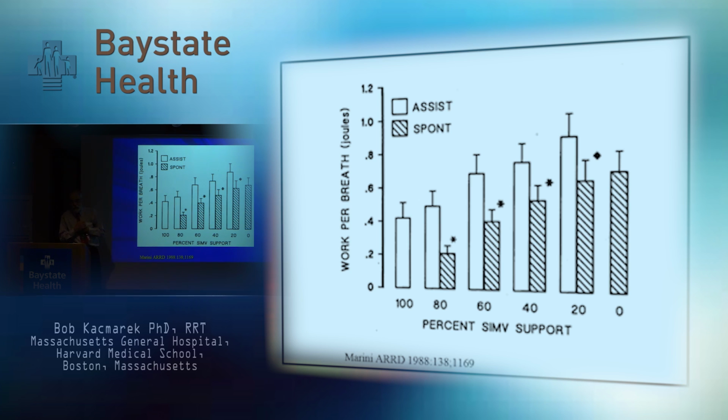And what they did was they looked at a series of patients on SIMV. They went from 100% assist control all the way to CPAP. They measured the amount of work done by the ventilator and the amount of work done by the patient. So one would expect, if I decrease the amount of mandatory ventilatory support, that the amount of work the patient would do would go up. But why would the amount of work the ventilator does also go up?